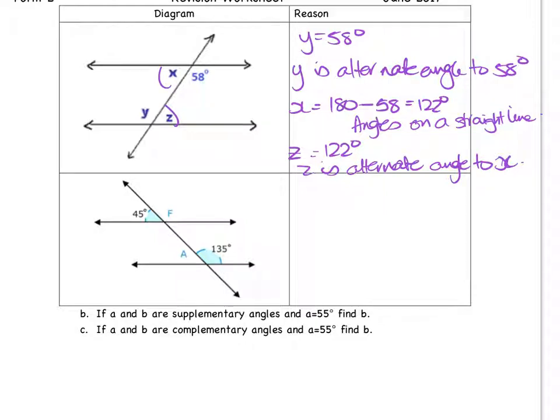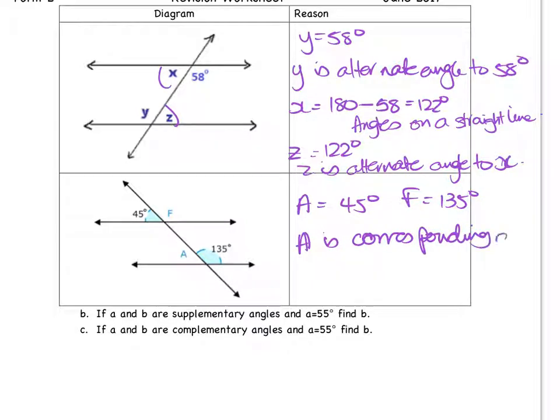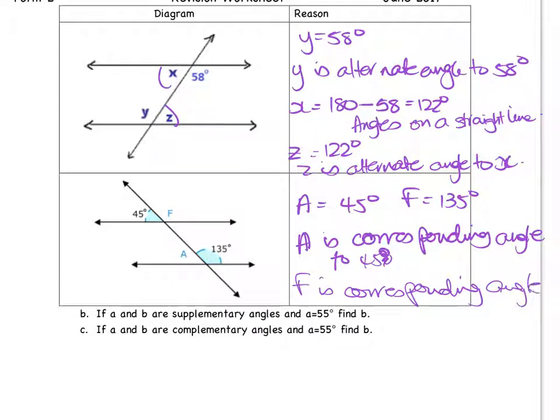Alright, let's look at the next one. And at this one we can see that a is equal to 45 degrees, and we know that f is equal to 135 degrees because a is the corresponding angle to the 45 degrees, and f is the corresponding angle to the 135 degrees.